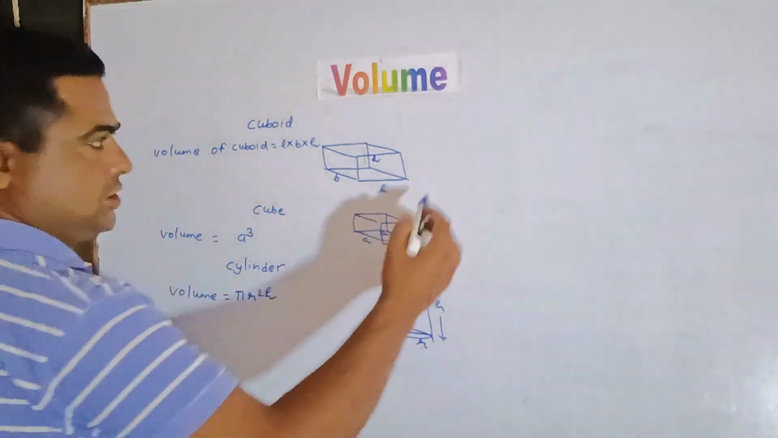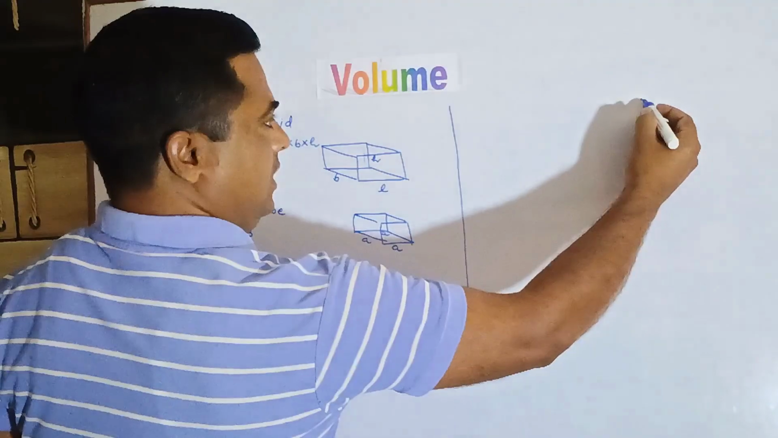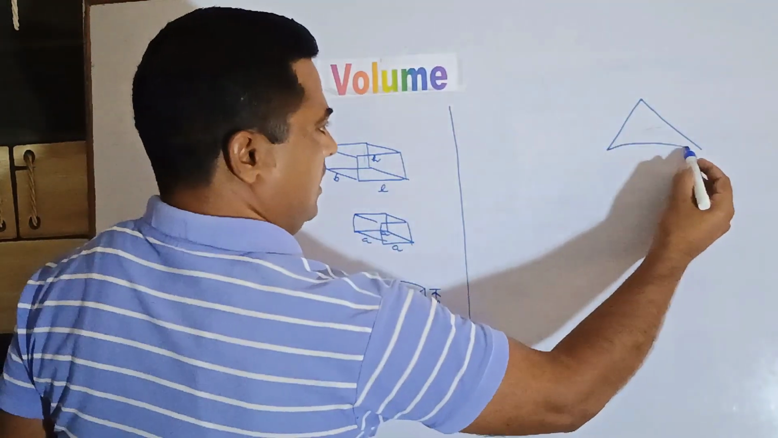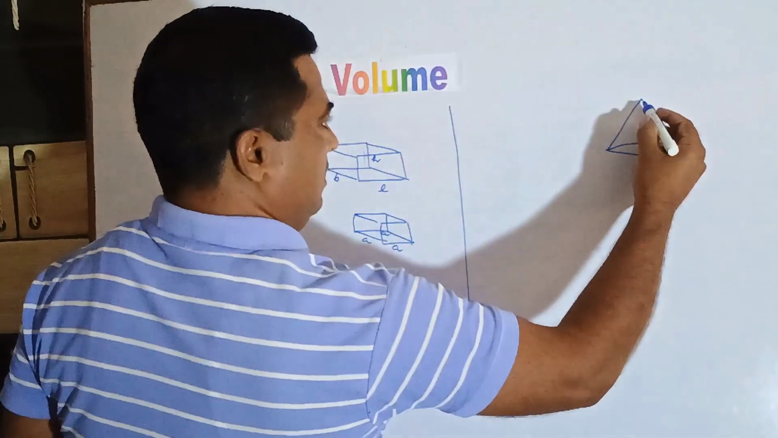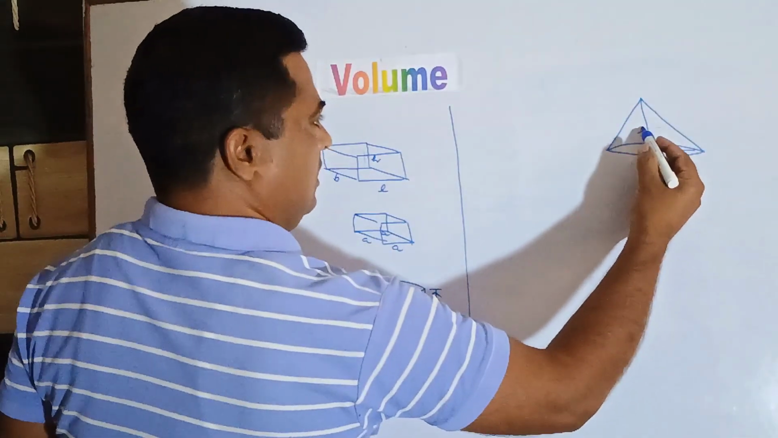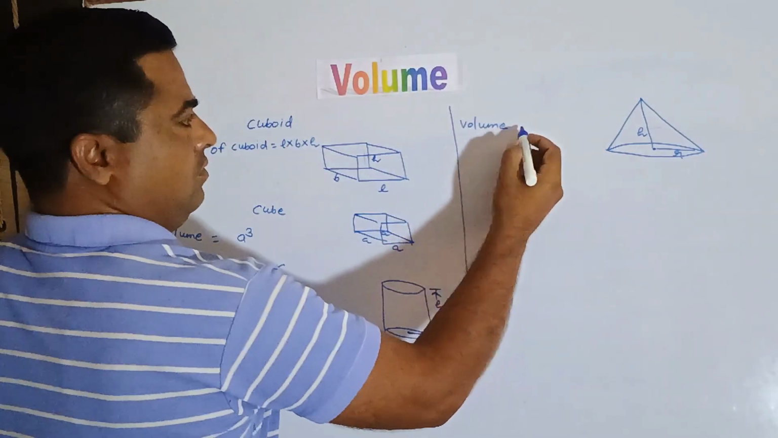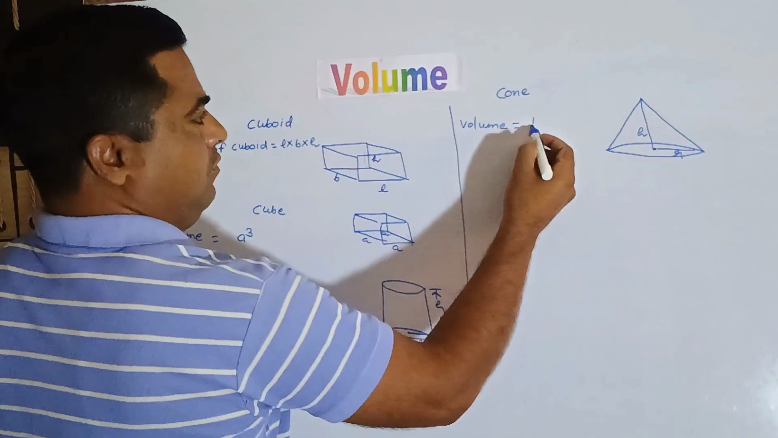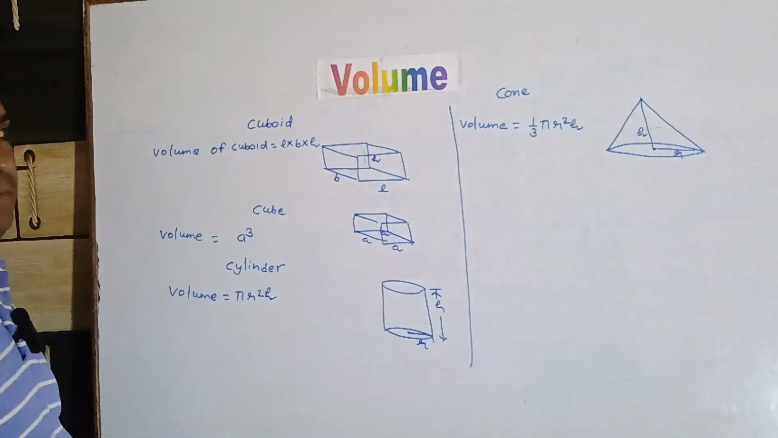Now our next shape is a cone. Students, we have a cone here, and the base radius be r and height of the cone be h. So volume of cone will be 1 by 3 pi r square h.